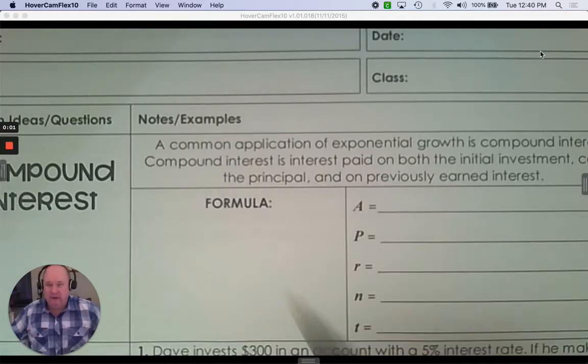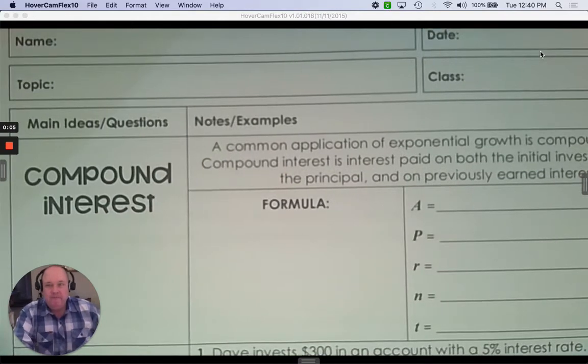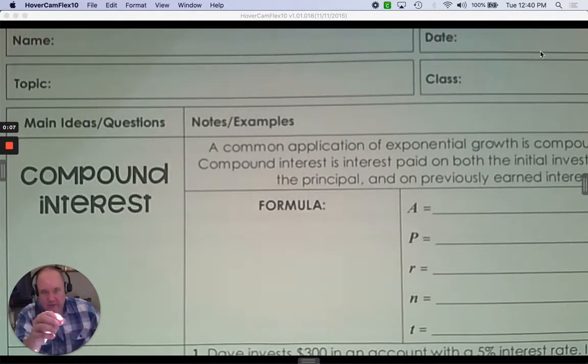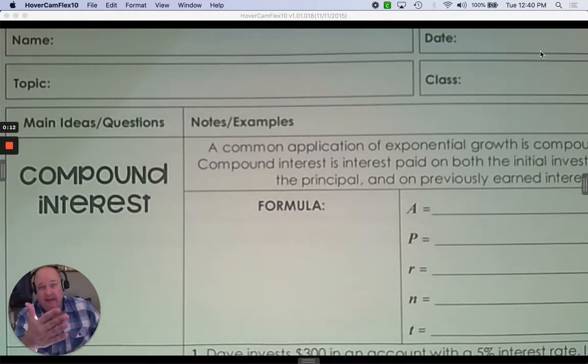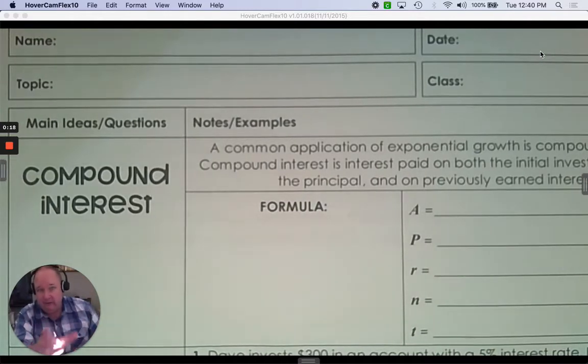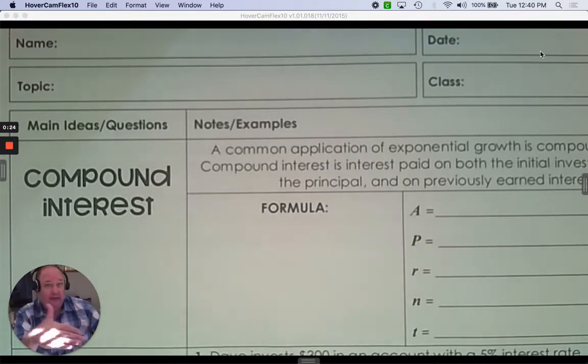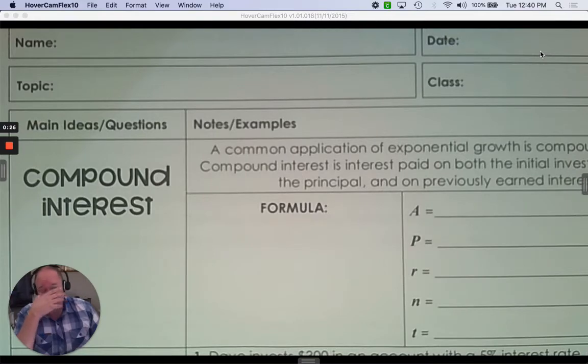Here's your lesson on compound interest. Compound interest is when you calculate interest, it gets added back into your account, and then when you do interest again, you calculate interest on the new amount. Every time you calculate interest, add it into your account, and base the interest on the new amount, that process is called compounding.